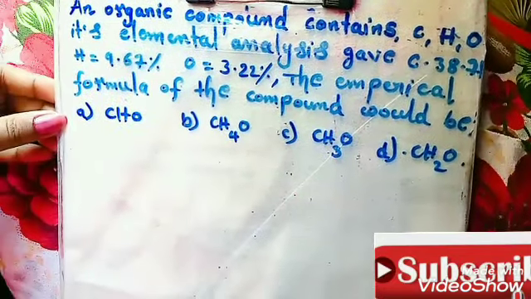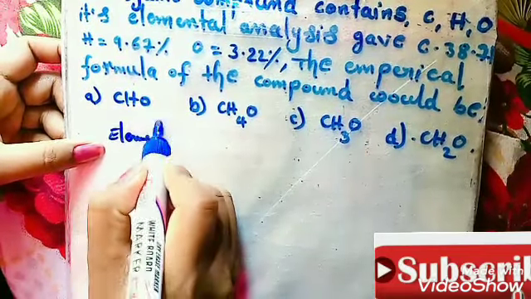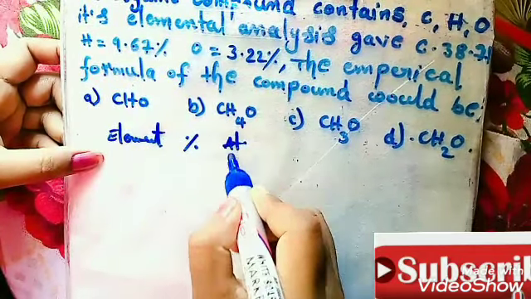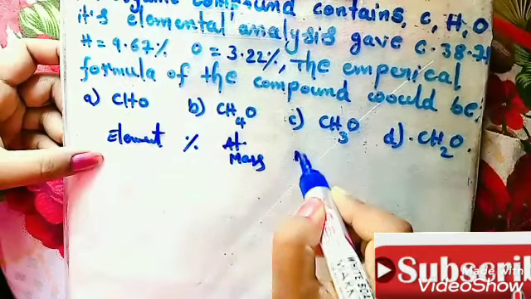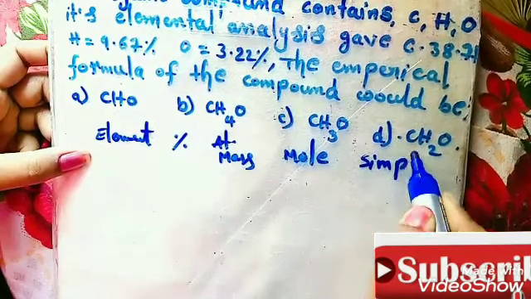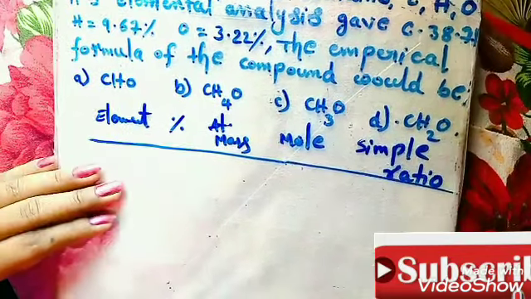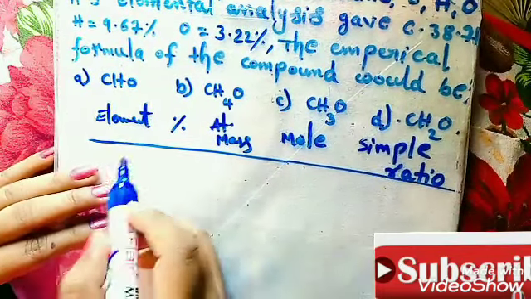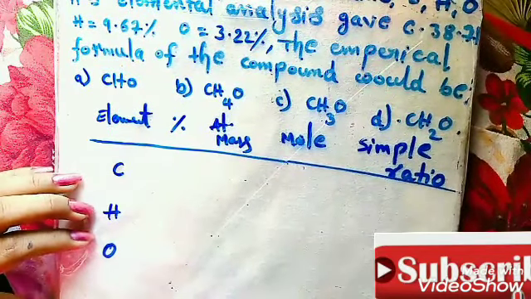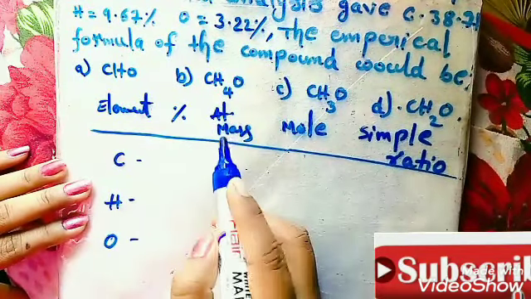And students, for this we have to find out what are the elements present in that, and what is its percentage they have given, and atomic mass also you have to find out, and moles also you have to find out, and finally the simple ratio you have to find out. Then only you have to get the final answer. Now students, see the elements present in the question are carbon, hydrogen and oxygen. These three are the elements. And how much percentage, students, they have given in the question?